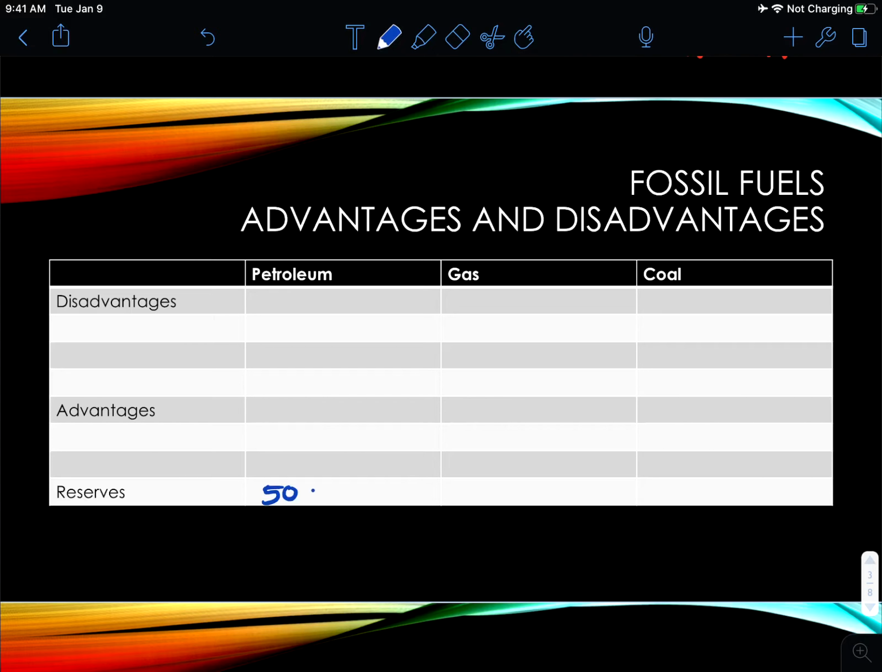Something around 50 years here. I'm going to put a question mark because now that we have newer technologies, we can go back in and get some of the oil we left behind in our old wells, and so this might go on a little bit longer.